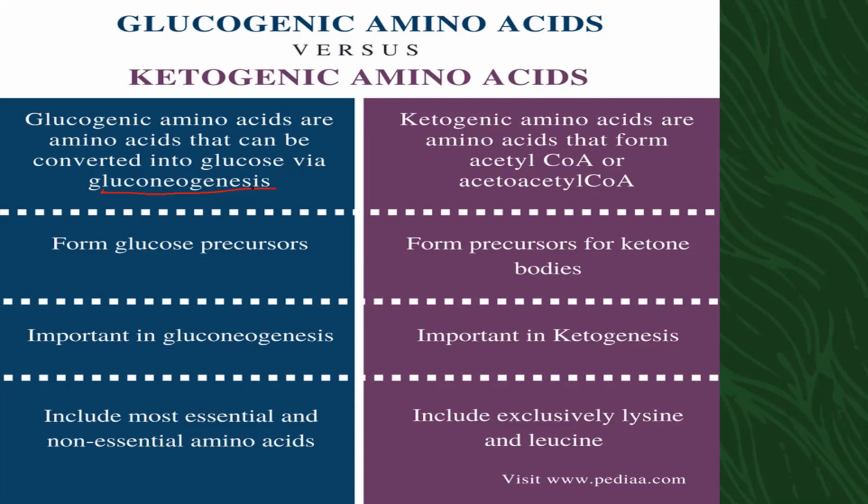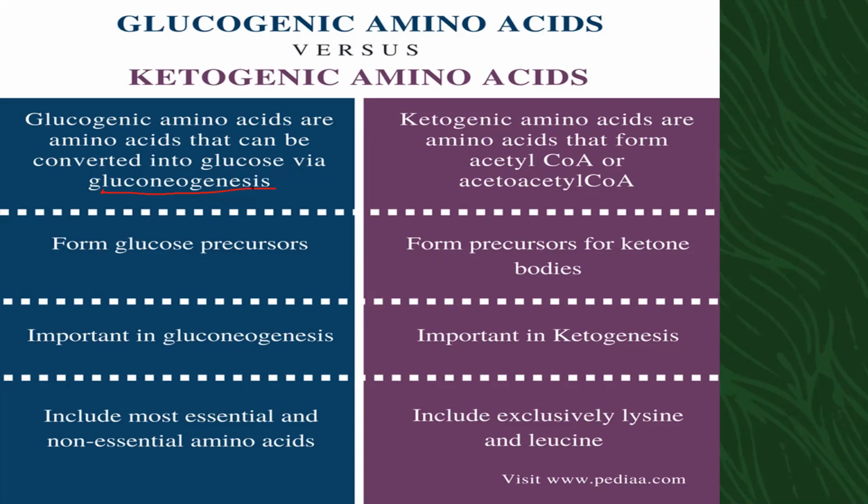Thus, therefore, it is capable of forming glucose precursors. Take note also that glucogenic amino acids are important in gluconeogenesis. Well, of course, how could you convert an amino acid into a glucose if it is not important in gluconeogenesis?